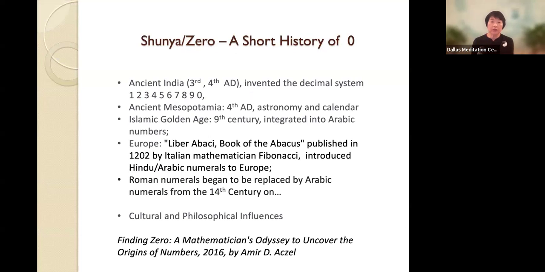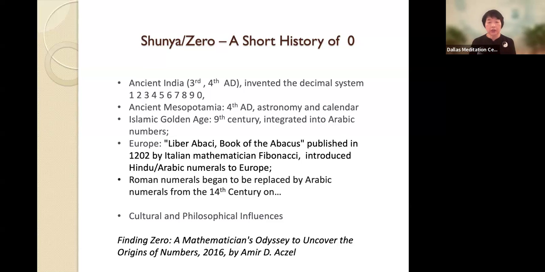A short history of this number 0. I have this book at the end of the slides, Finding 0: A Mathematician's Odyssey to Uncover the Origin of Numbers by Amir Aczel. You can find the book on Amazon or at the library. It's a very interesting book. So a lot of my initial ideas were from this book. And then I did some additional research.